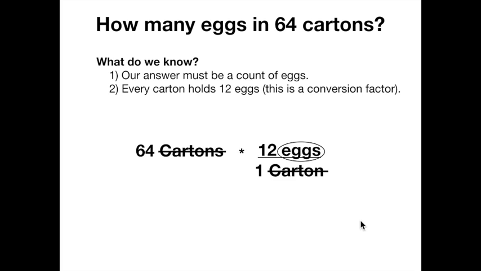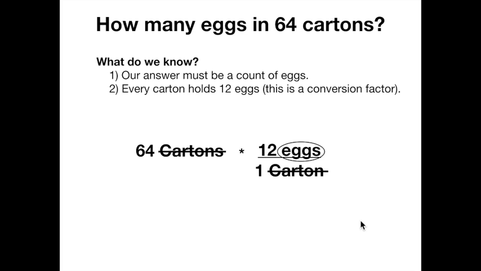So when we cancel our units, cartons on top, cartons on bottom, those cancel each other out. And that leaves us with only eggs. So that satisfies our point 1 for what do we know. Our answer must be a count of eggs.